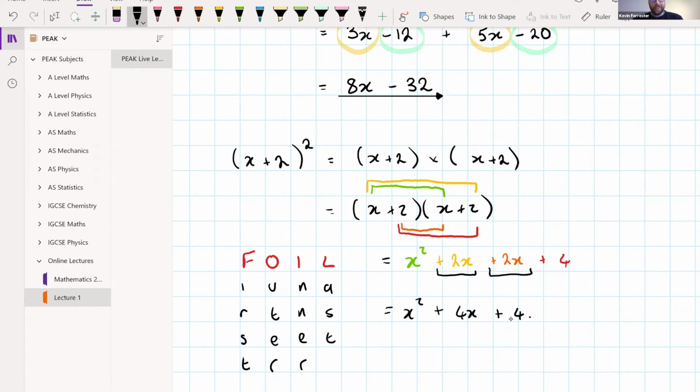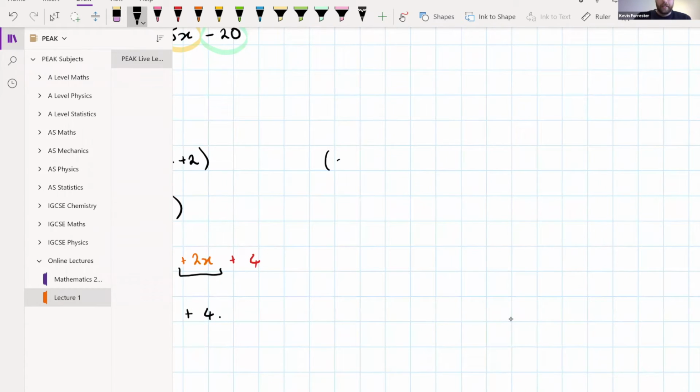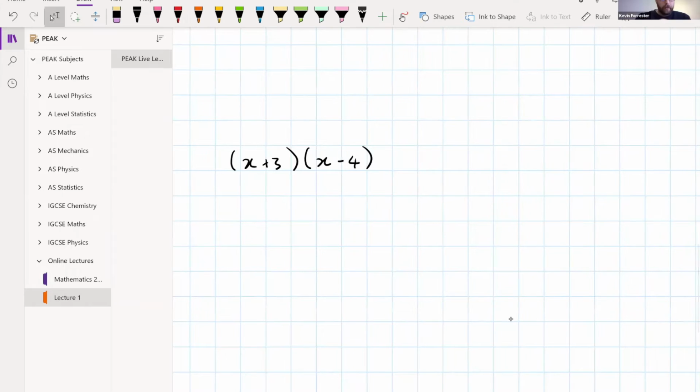Right, so we don't necessarily need to do this with squared brackets. We can do this with any brackets. So for instance, if we had a term like this, x plus 3, x minus 4, we can expand this in exactly the same fashion. So let's see if we can do it. So firsts, outers, inners, lasts. So let's expand it together.